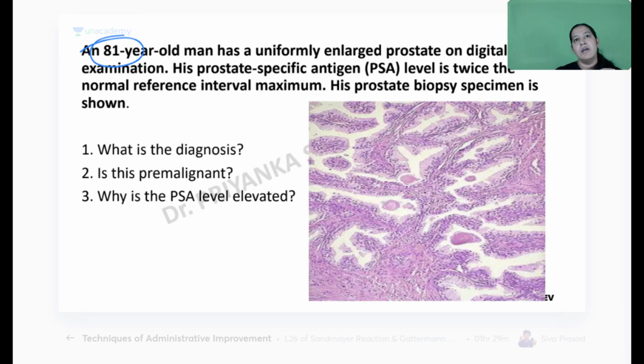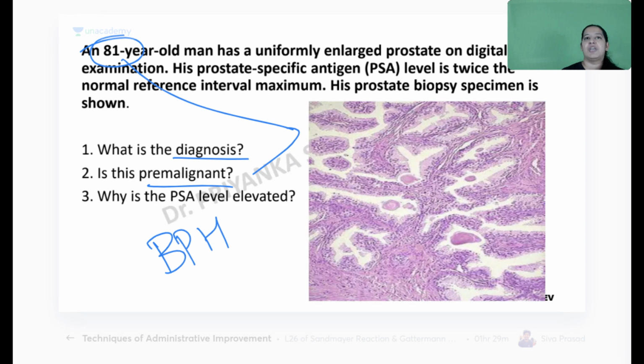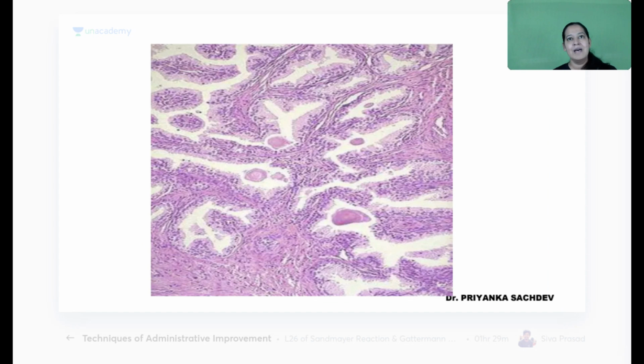Patient will tell you I am having increased frequency of urination, more hesitation in urination, and he's an old male. You have done the prostate biopsy. This is the biopsy, and it is typical. What is the diagnosis? It is BPH. Is it a premalignant condition? No, it is benign. The full form is benign prostatic hyperplasia, or benign prostatic hypertrophy, BPH. And what is the PSA level in this patient? PSA is a tumor marker. It is elevated in both BPH and carcinoma. In carcinoma it is more elevated, but in BPH also it is elevated. Give me a thumbs up.